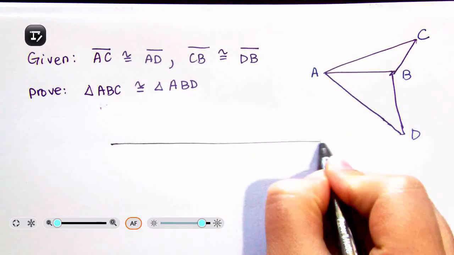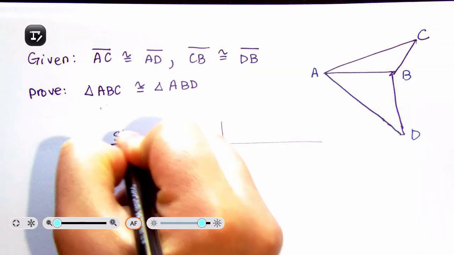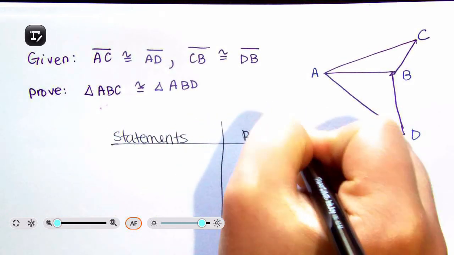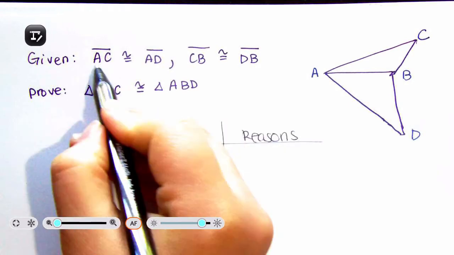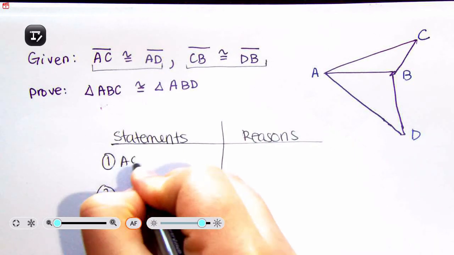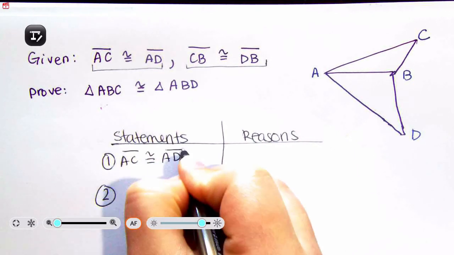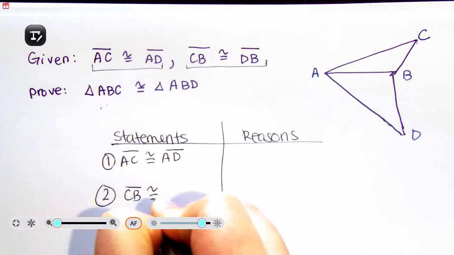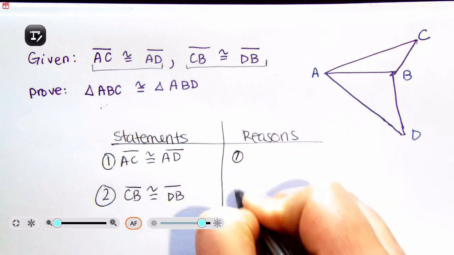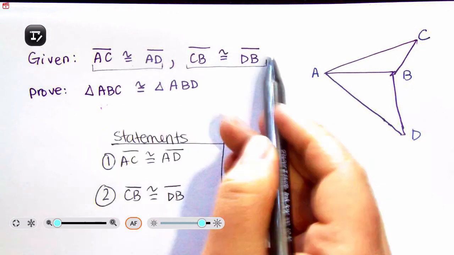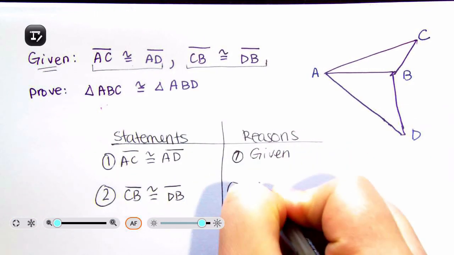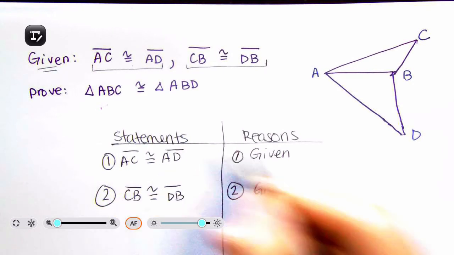As always, step number 1, T-chart, statements, reasons. Step number 2, copy and paste your two givens. Those are your easy points. You don't have to think too much about this. This is 1. This is 2. How do you know this information? It is given to you. Whatever is separated by a comma, you give it its own number.